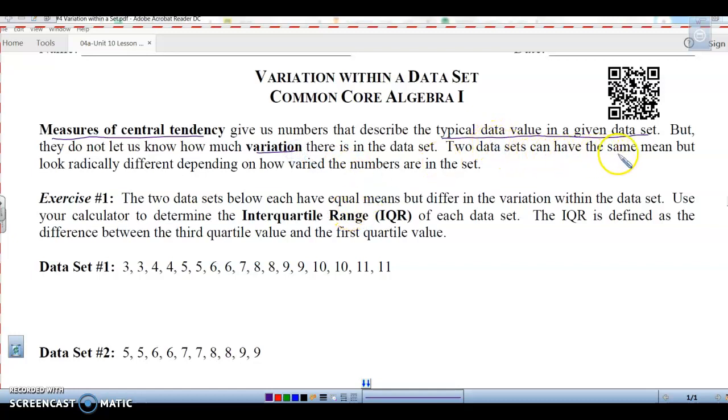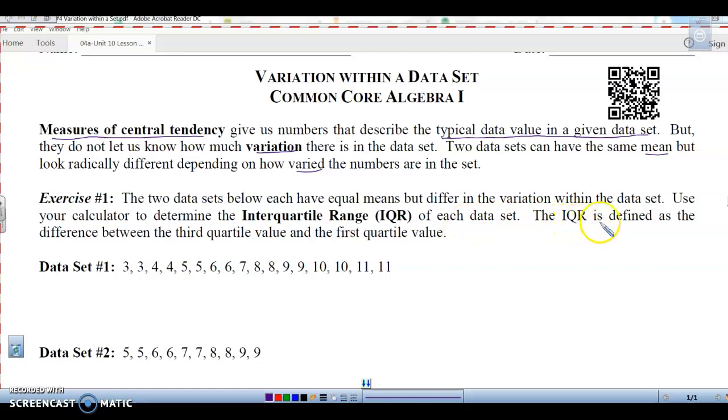Two data sets can have the same mean, but look radically different depending on how varied the numbers are in the set. So what we're going to look at is two different measures of variations. The first one is called the interquartile range. Two data sets below each have equal means, but differ in the variation within the data set. Use your calculator to determine the interquartile range for each data set.